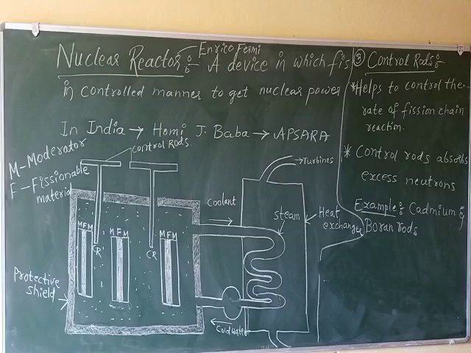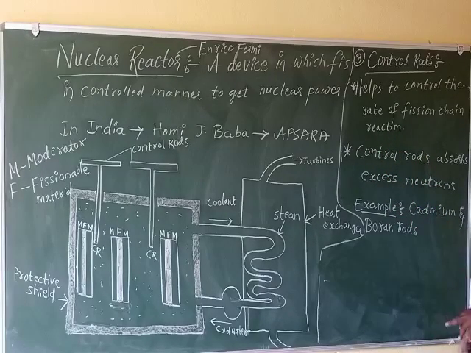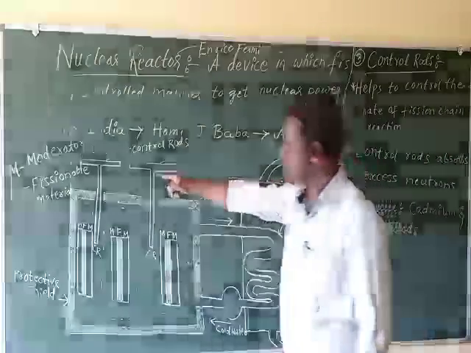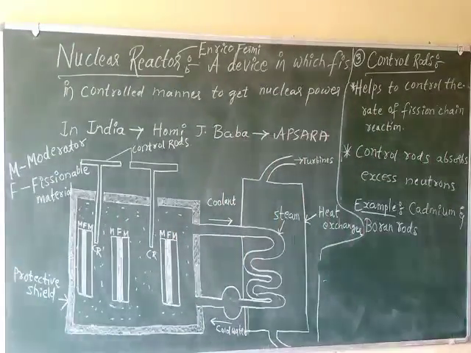What are the examples of control rods? They are made up of cadmium or boron. So these are cadmium rods or boron metal rods. These are the control rods.